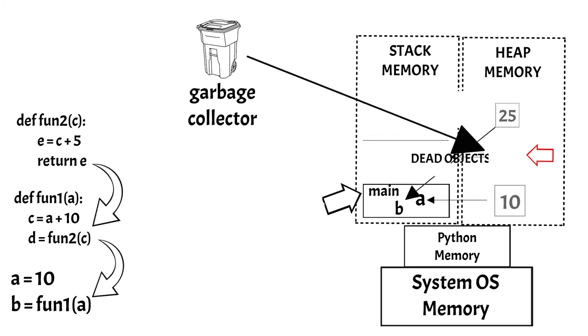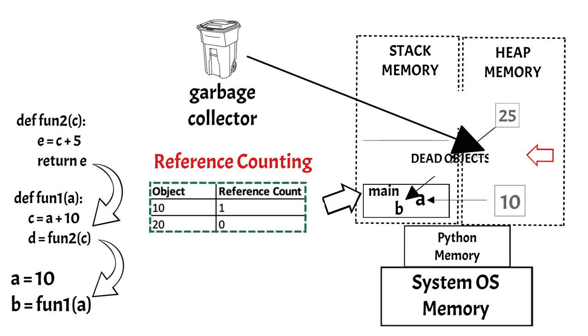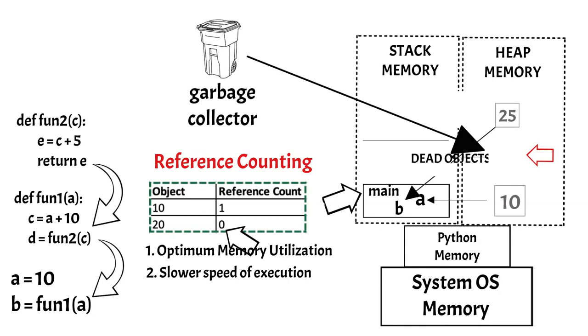This type of garbage collector algorithm is called reference counting. If you are wondering what reference counting is, here is the answer. The Python interpreter always keeps a table where it counts the number of references to each object in the heap memory. The moment any object in the heap memory counts to 0, the interpreter declares it as a dead object, and then the garbage collector is invoked to clear it off. This kind of algorithm is called reference counting. This algorithm is helpful to keep memory utilization at its optimum, but it affects speed of execution, as the garbage collector is invoked frequently.